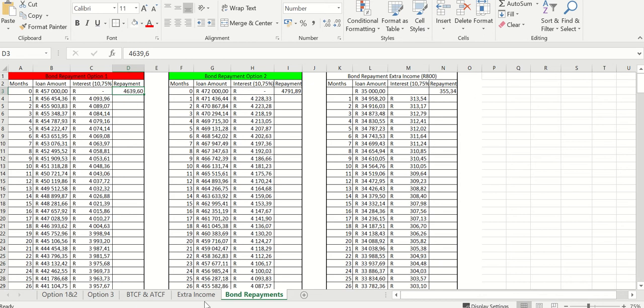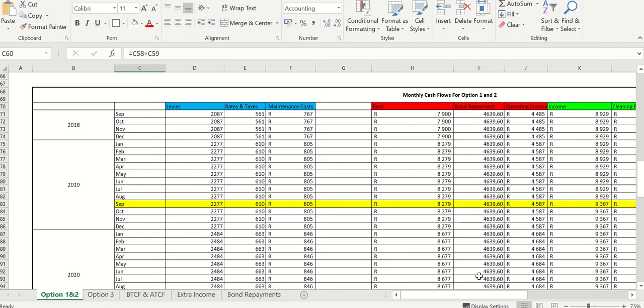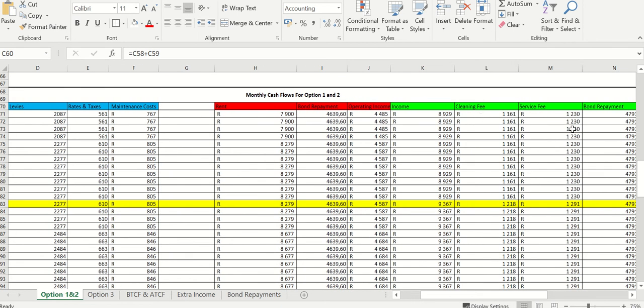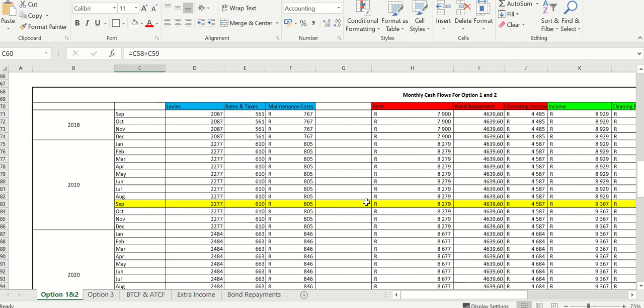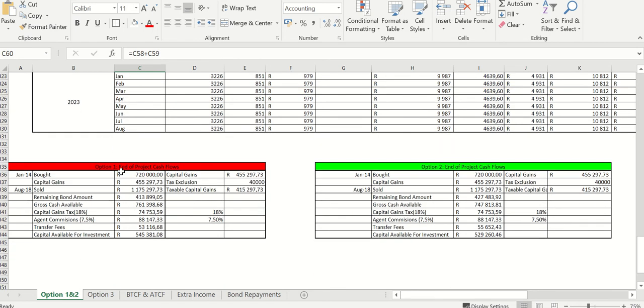Now this was just to check the extra income that will come in. Then here are the monthly cash flows, which include the bond repayments, and the operating income is just the income minus all the expenses on this cash flow. Then here are the option 1 and option 2 end of project cash flows, to get the total amount of cash at the end, taking into consideration capital gains tax, agent commissions, and so on.